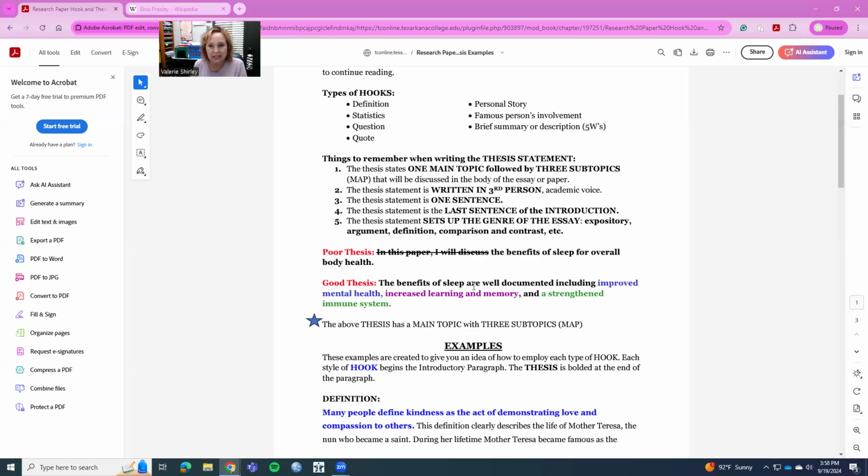The benefits of sleep are well documented, including improved mental health, increased learning and memory, and a strengthened immune system. So I know I'm going to be reading a paper about the benefits of sleep, specifically mental health, brain functions, and strengthened immune systems. Now, there's other benefits to a good night's sleep, but I'm not writing a book. I'm just writing a paper with 3 sections. So those are the 3 things that I am going to focus on.